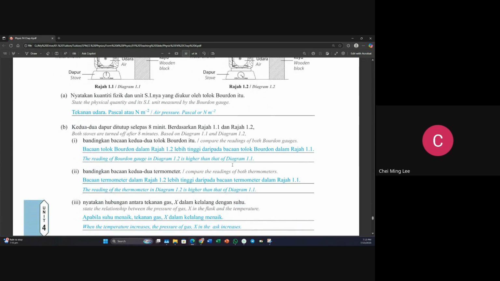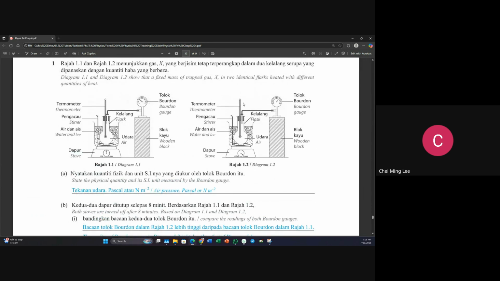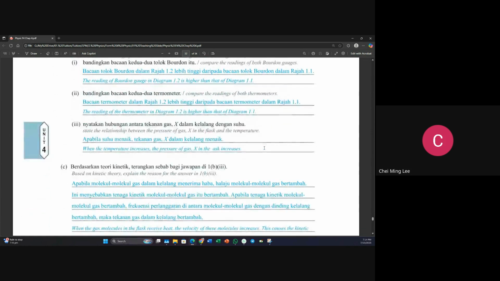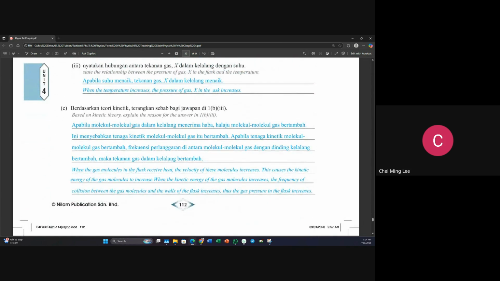Now, compare the reading of thermometer. For sure, this one is higher than this one. So 1.2 is higher than 1.1. So from here, we know that when the temperature increases, the pressure of the gas also increases. Okay. Now, based on the kinetic theory, explain the reason.